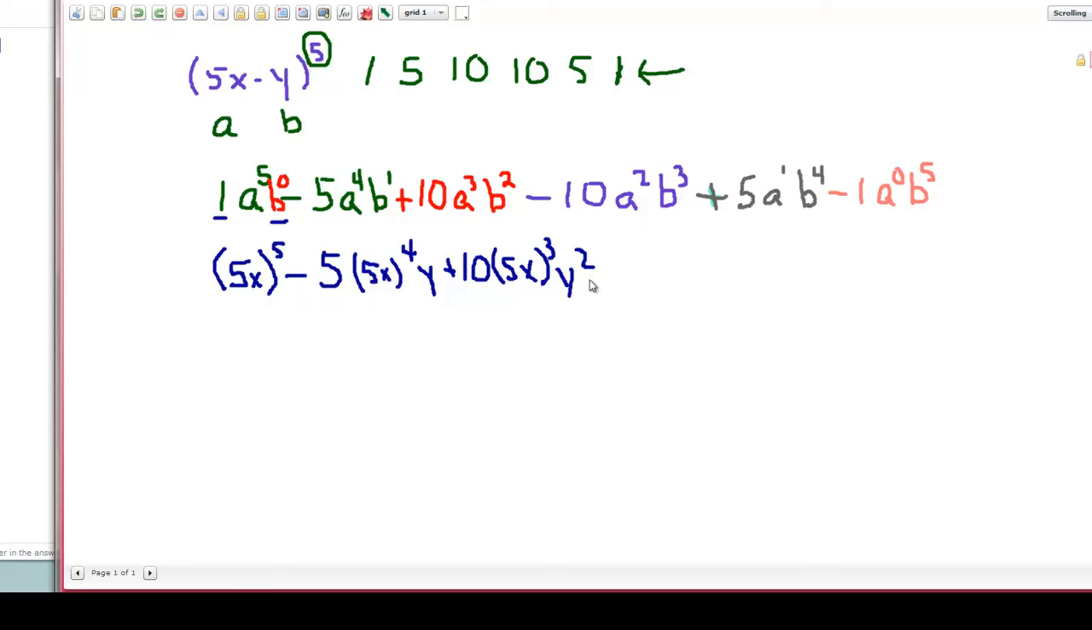All right, so here we go. So negative 10. The a now has an exponent of 2. And then the b to the third power, so that's going to be y to the third power. And here we go, 5. And now the a is only going to have a 1 now for an exponent. And the b is now going to have a 4. And the last one, well, again, that's 1. So this is 1 times a to the 0 is 1. That's what it's saying, 1 times 1. We don't need to write that. And then b to the 5th power, well, that's y to the 5th power. Whew.